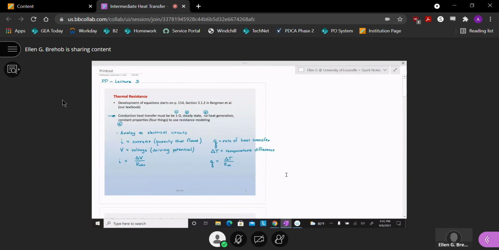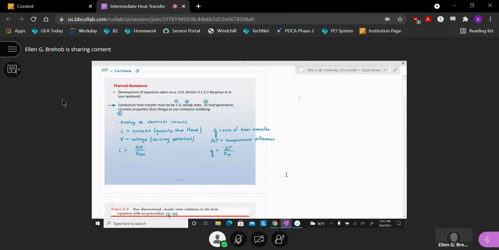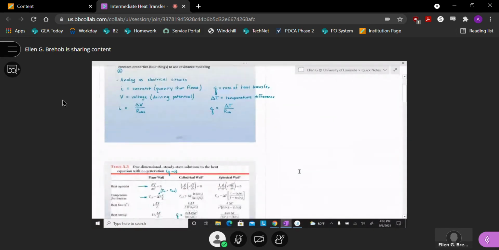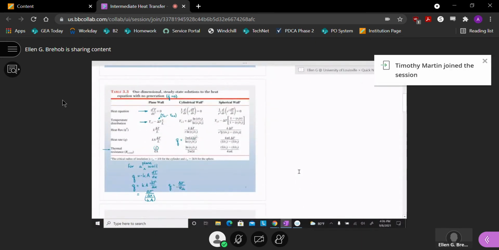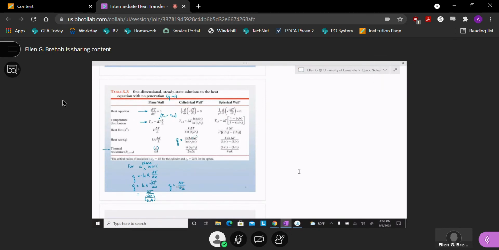So we started thermal resistance last time. I've got my notes here about the things that need to be true in order to use the thermal resistance network idea. This is a table that we talked about the other day. I think it has a few useful pieces on it, but right now the part that we were hitting towards is what the thermal resistance element looks like in these three typical geometries that we look at.